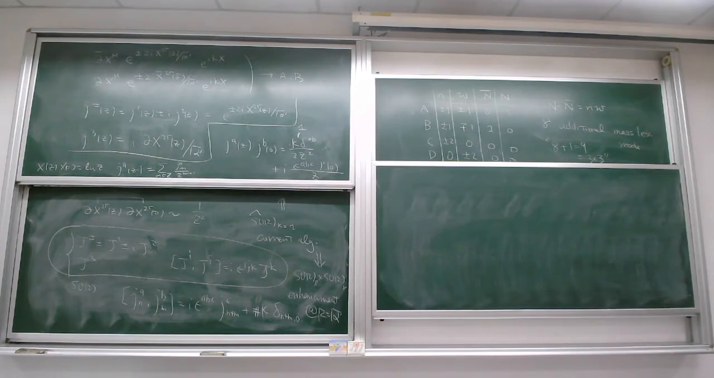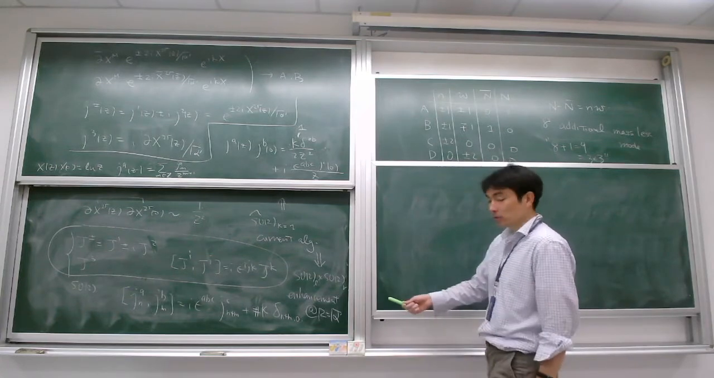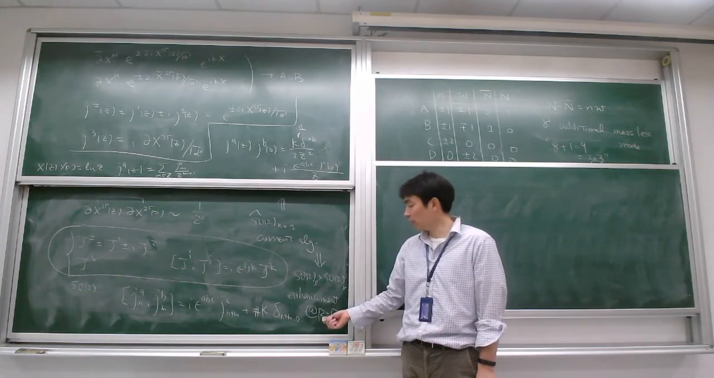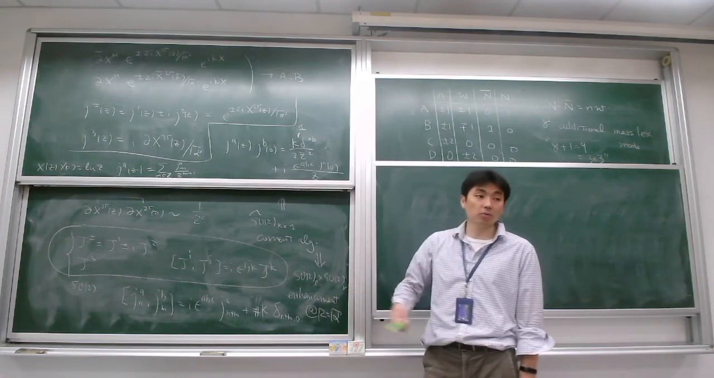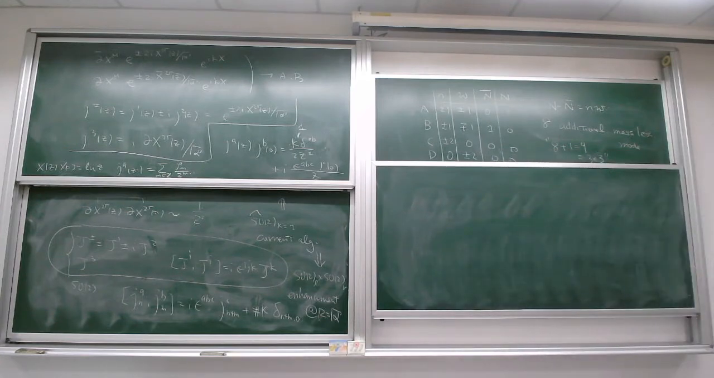So a very special thing happens at the self-dual radius in alpha prime. On the other hand, if you move away from the self-dual radius, this SU2 cross SU2 is broken by the Higgs mechanism. That's what's going to happen.